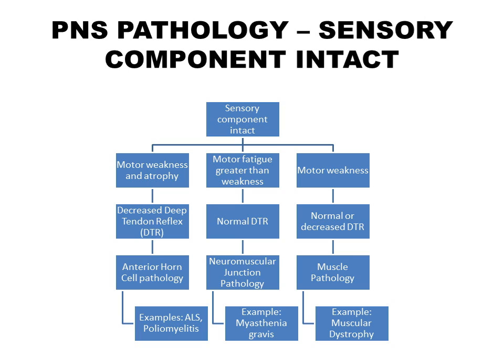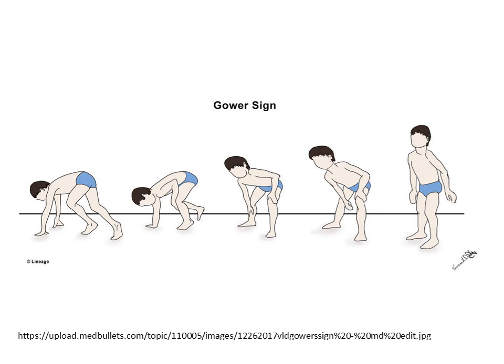Other signs associated with muscular dystrophy are Gower sign, which can be seen here. So note how the child uses his upper body to assist with standing from the floor. Children with muscular dystrophy may also present with pseudo-hypertrophy of the calves.